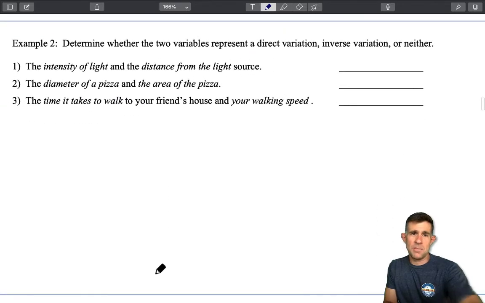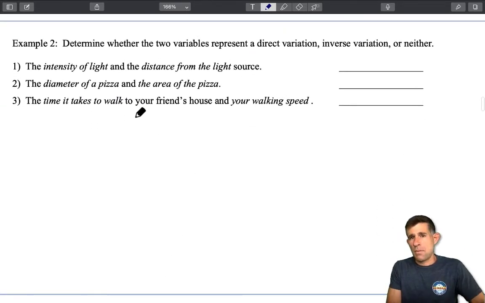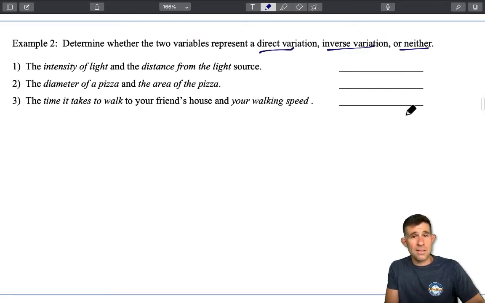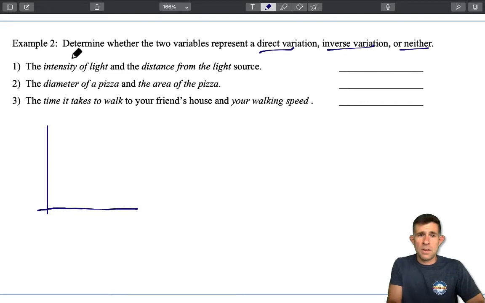All right, let's look at example 2. Again, we want you to get in the habit of thinking about how variables relate to each other. So in this example, we want you to determine whether the two variables represent a direct variation, an inverse variation, or neither. So first up, we have the intensity of light and the distance from that light source. Again, think about these on the xy plane. If we were to graph this, and typically our first variable is going to be the dependent, and that's going to be our y-axis, the intensity of light, and the distance from that light. So we'll call this distance.